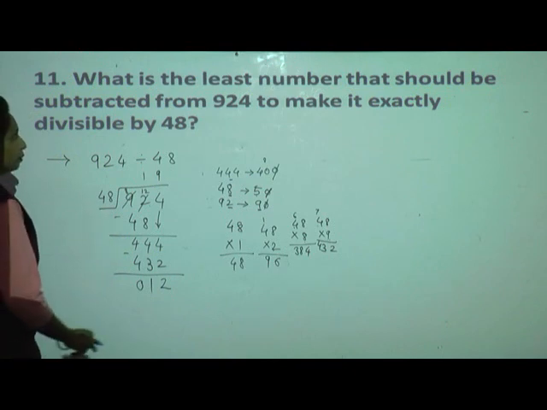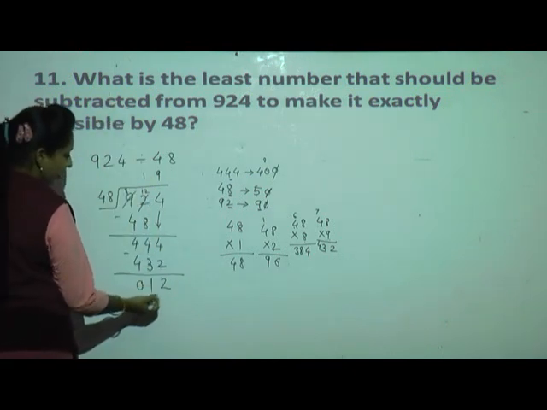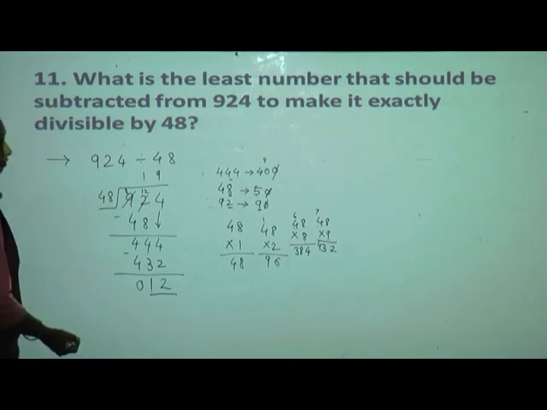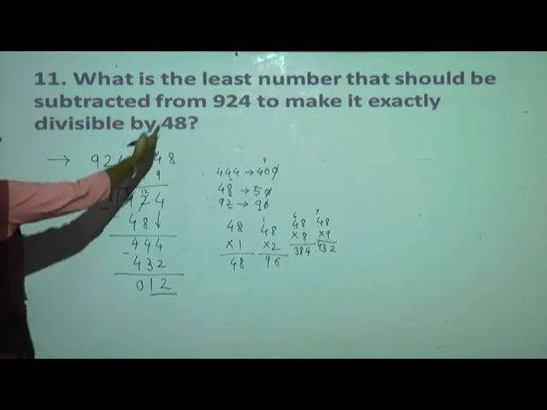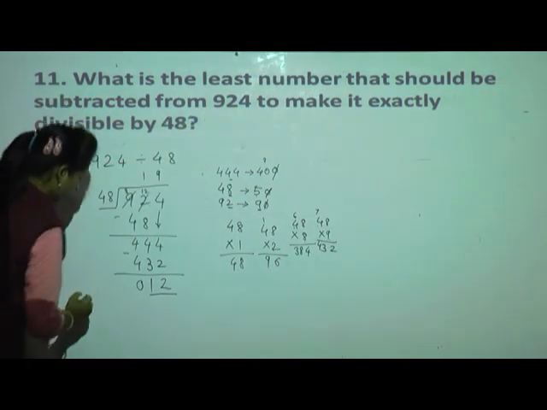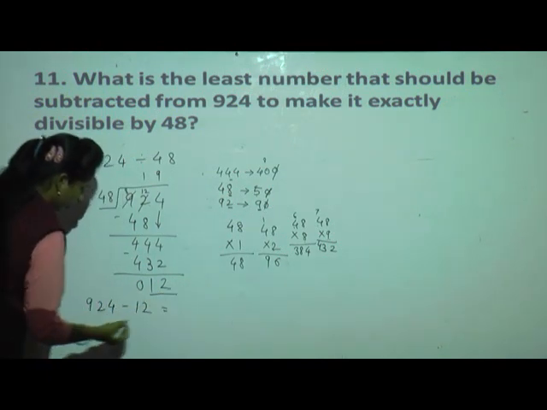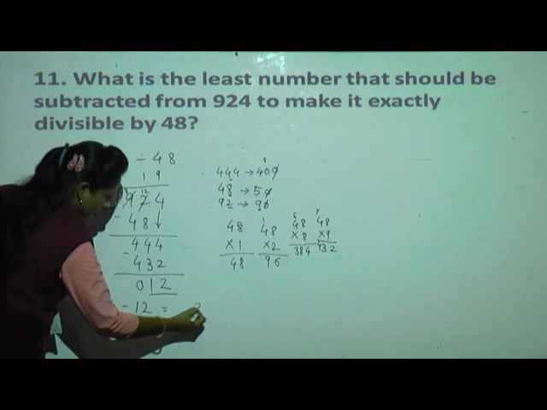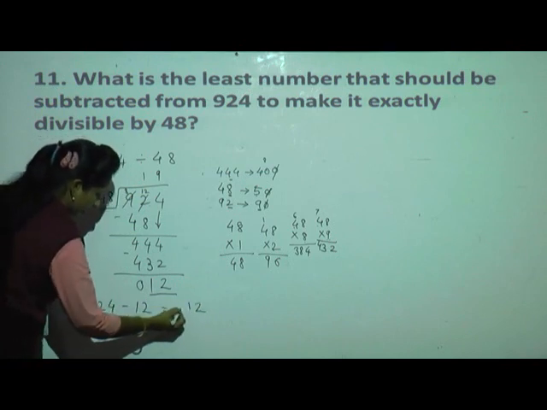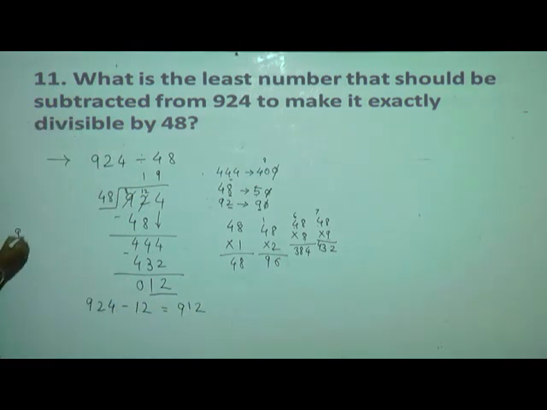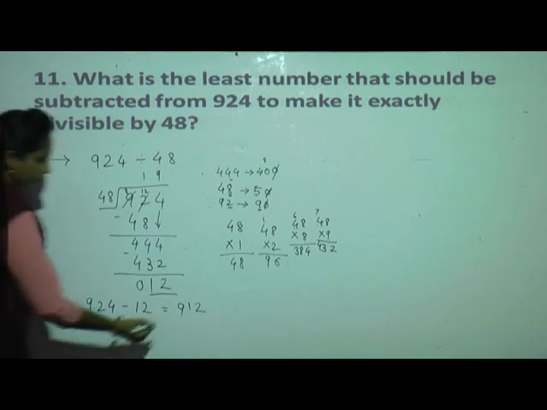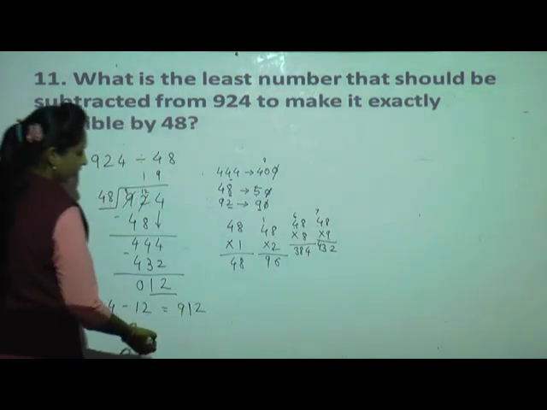Now what you have to do? What we have to find out is the least number which we have to subtract from 924. How do you see? Now I'll subtract 12. 4 minus 2 is 2, 2 minus 1 is 1, 9 stays as it is. Here is the rough work if you are confused. 9 1 2.